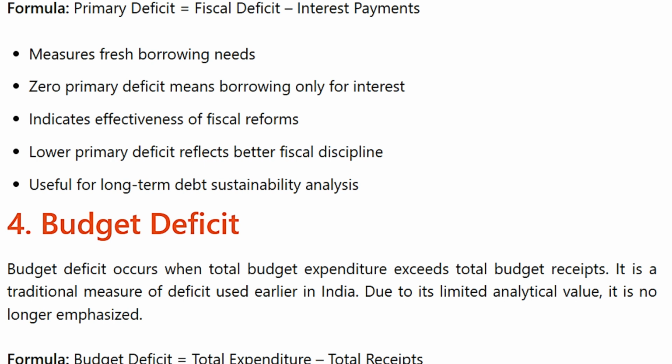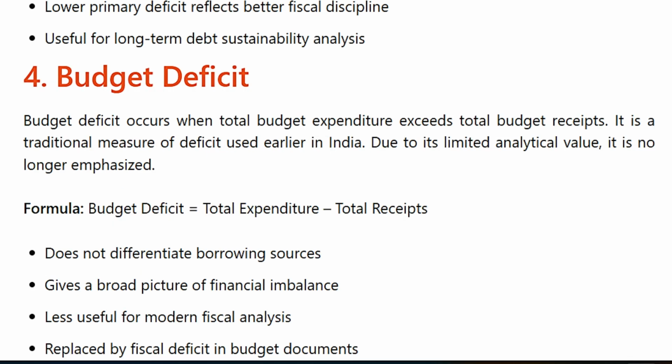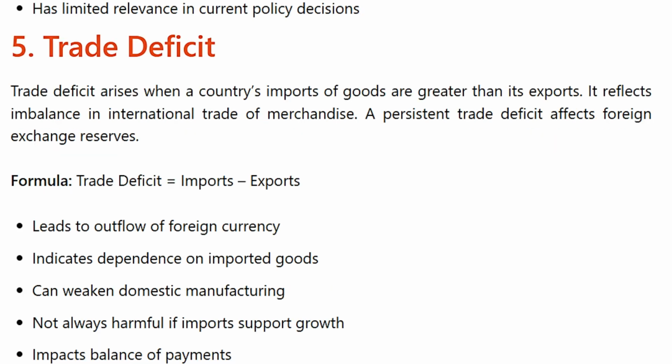Budget deficit. Budget deficit occurs when total budget expenditure exceeds total budget receipt. It is a traditional measure of deficit used earlier in India. Due to its limited analytical value, it is no longer emphasized. Formula: budget deficit equals total expenditure minus total receipt. Does not differentiate borrowing sources, gives a broad picture of financial imbalance, and is less useful for modern fiscal analysis. Replaced by fiscal deficit in budget documents, it has limited relevance in current policy decisions.